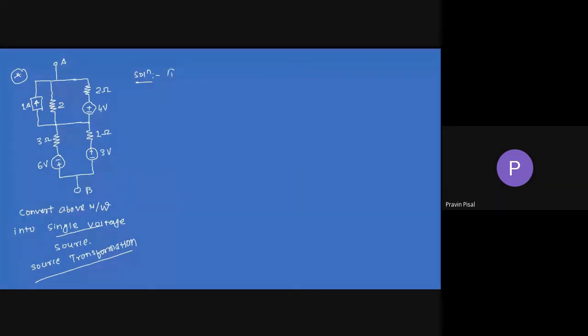Okay. So the first and most important point here is that we have four sources here. You can see that 1 ampere is a current source, 4 volt is a voltage source, this 6 volt is again a voltage source, and 3 volt is a voltage source. All these are practical sources, right?